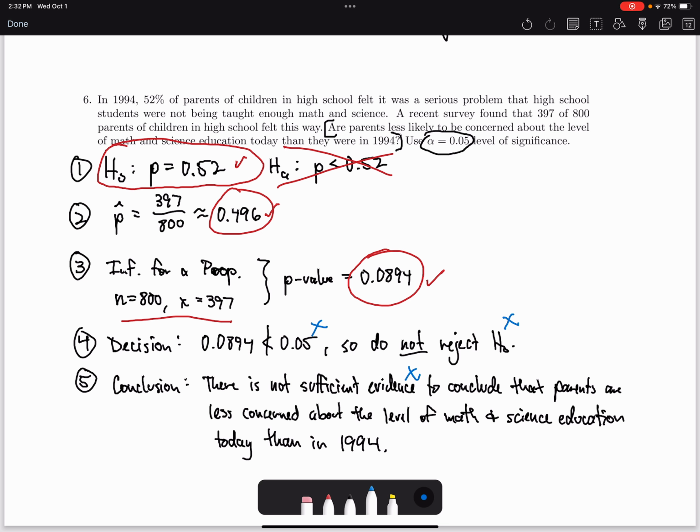Okay, so in the meantime, just practice. Use examples 5 and 6 as a template for how to attack a hypothesis test, and you're going to do just fine. You'll get the hang of it before you know it.